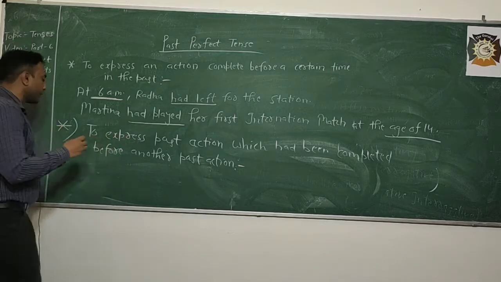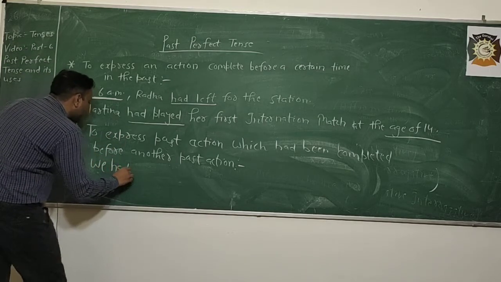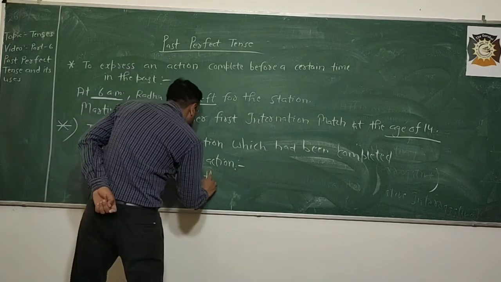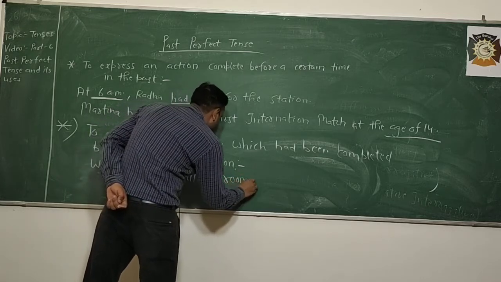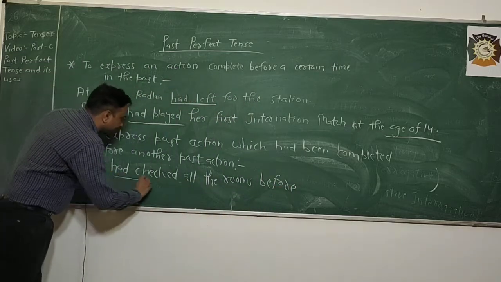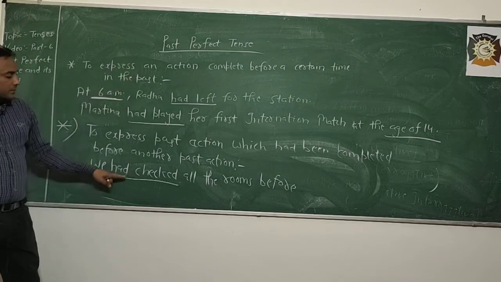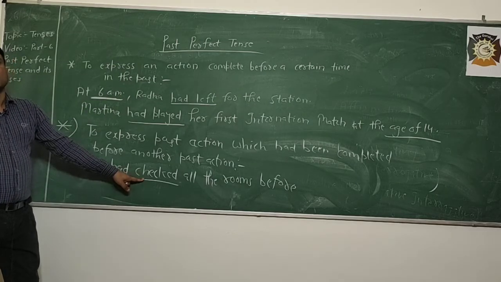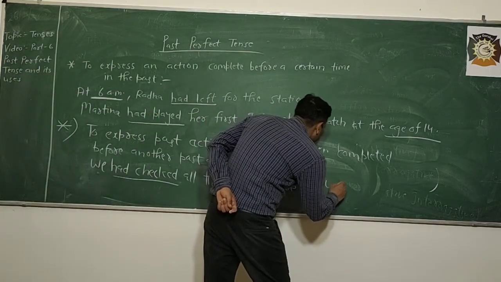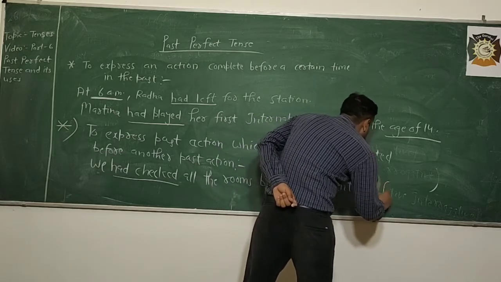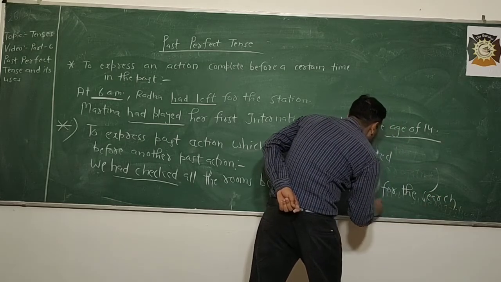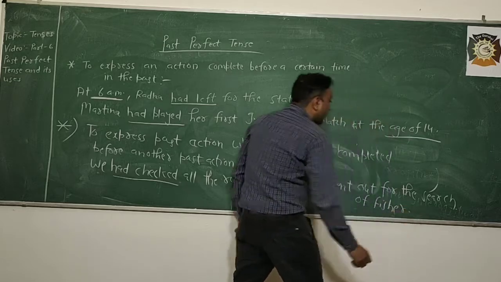If I say, we had checked all the rooms before. Listen, look at the sentence. We had checked. Had checked is showing past perfect tense, had plus third form of the verb, and before we went out for the search of the fisher. Fisher means मछुआरा.